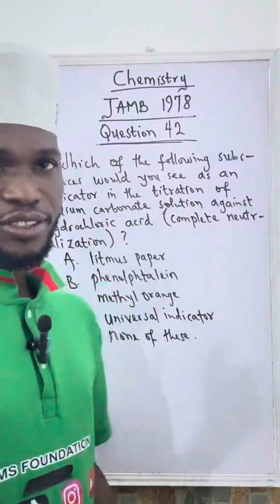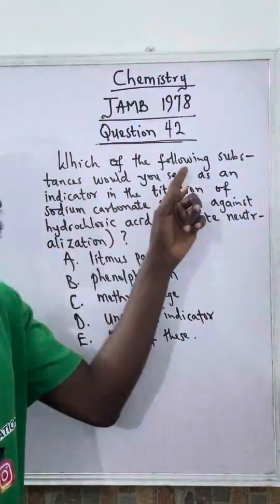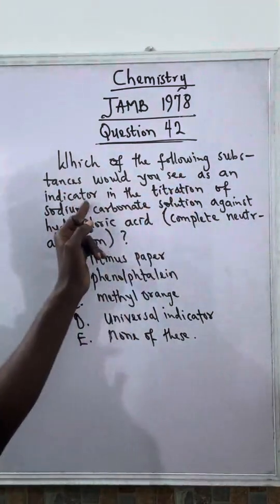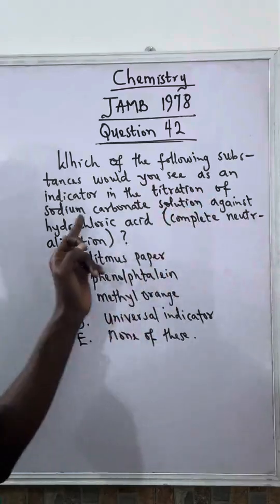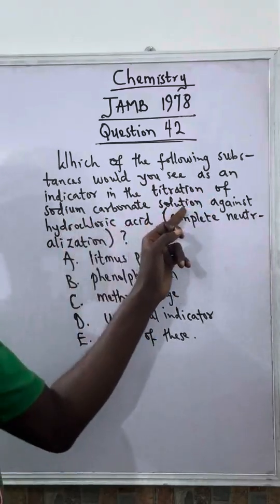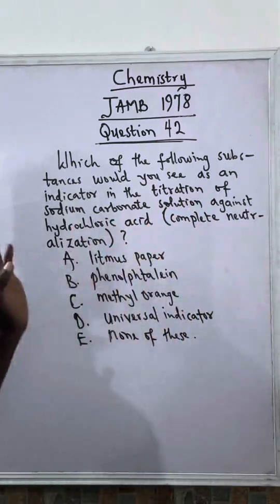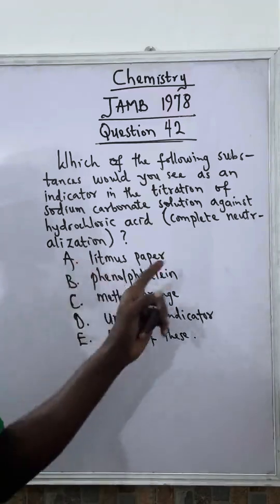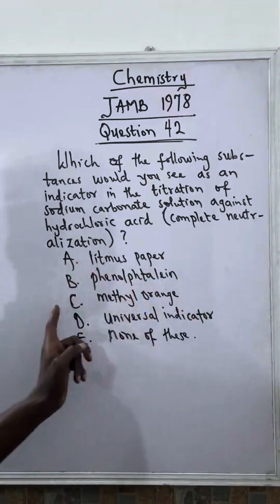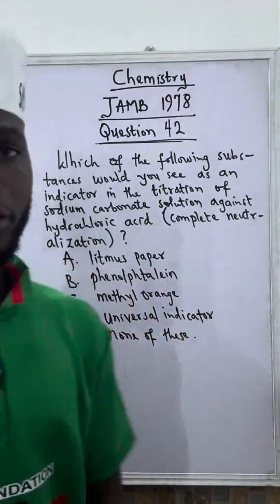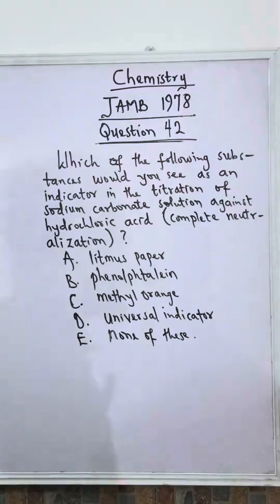All right, let's consider this chemistry question. Which of the following substances would you see as an indicator in the titration of sodium carbonate solution against hydrochloric acid when we have complete neutralization? So we have litmus paper, phenolphthalein, methyl orange, universal indicator, and then none of these. Very good.